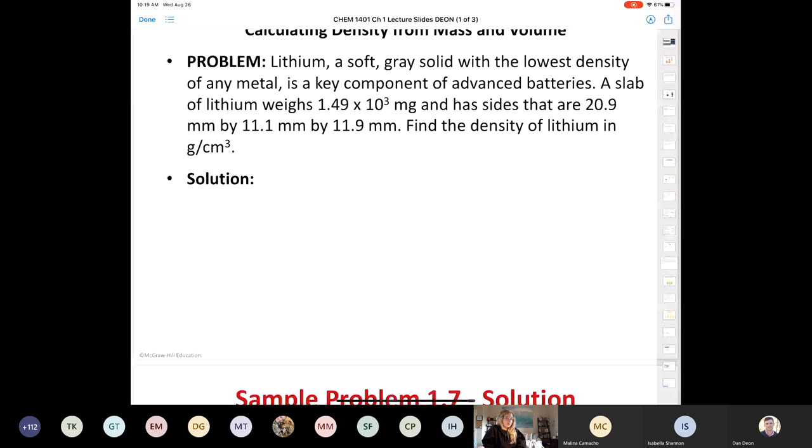And then we're going to convert the mass into grams because we want our density. It even asks for it in grams per centimeter cubed. All right, let's give it a go. So our volume is going to be equal to 11.1 millimeters by 11.9 millimeters by 20.9 millimeters.